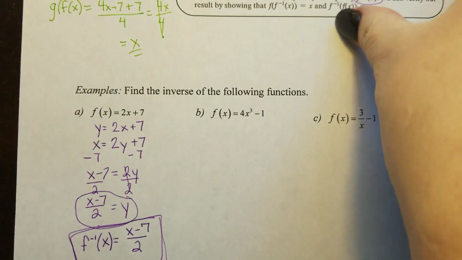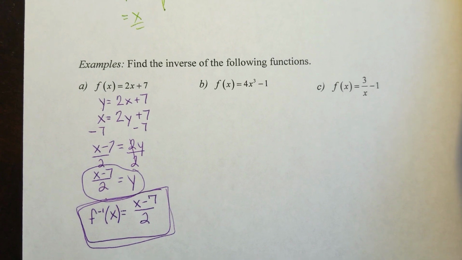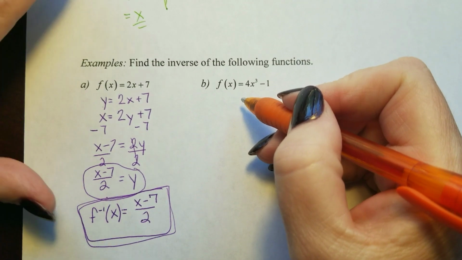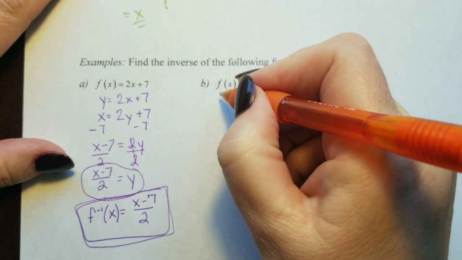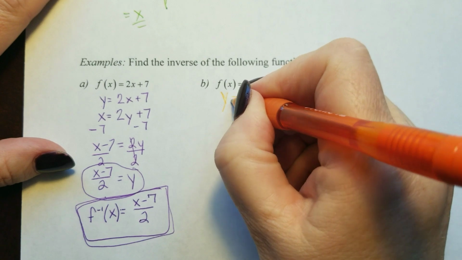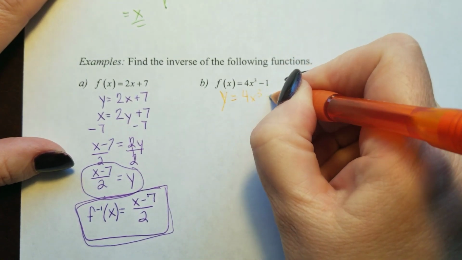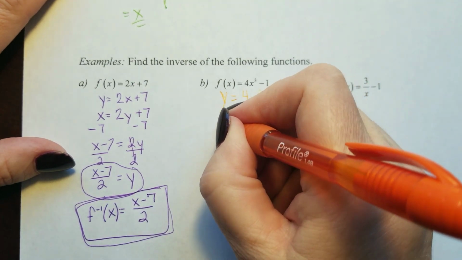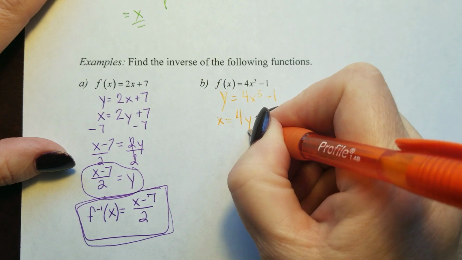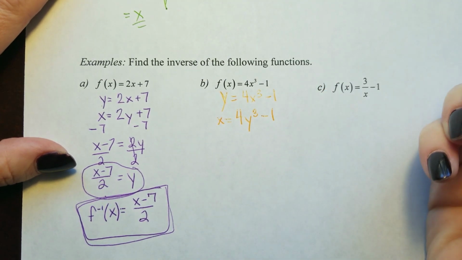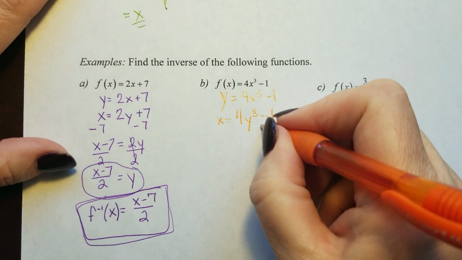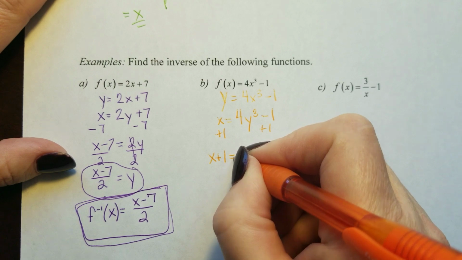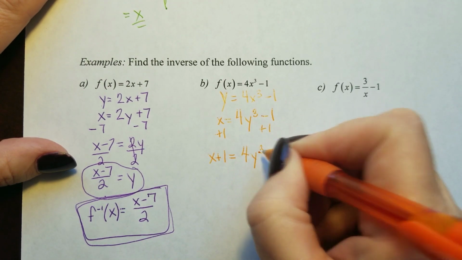Let's try another one. On this one, I am going to follow those same steps. And I'm going to change this to y equals 4x cubed minus 1. And I'm going to exchange my x's and y's. So I'm going to have x equals 4y cubed minus 1. And I want to solve for y, so I'm going to add 1. And I get x plus 1 equals 4y cubed.